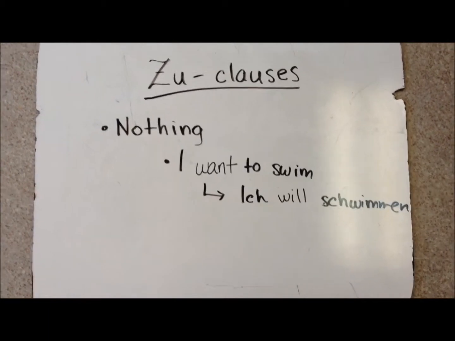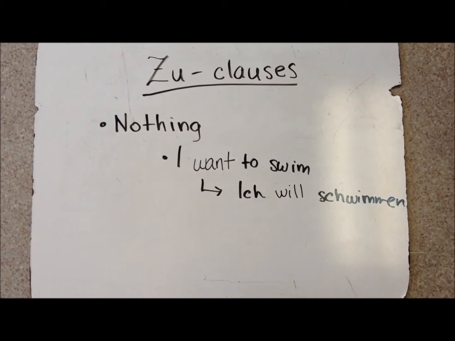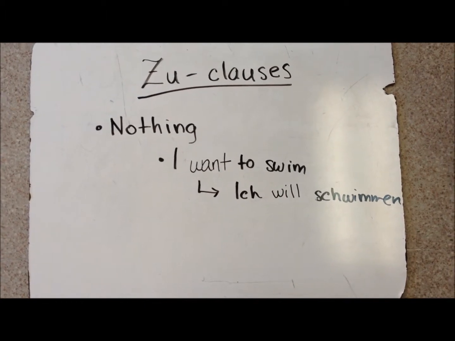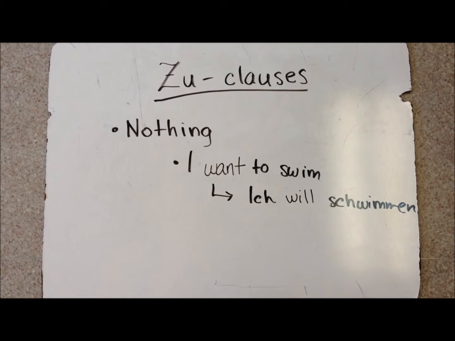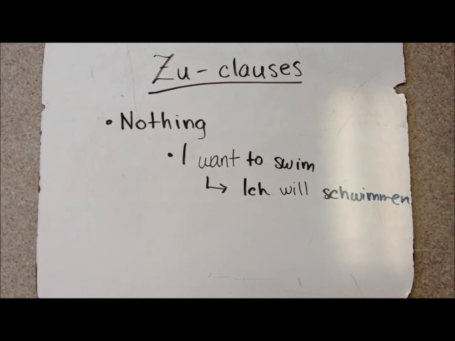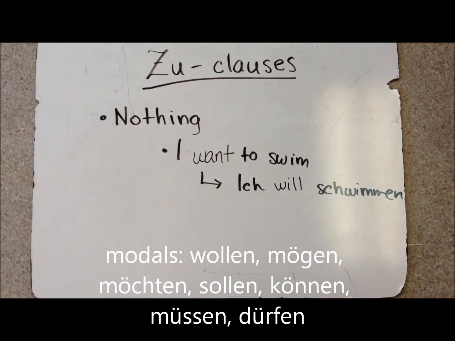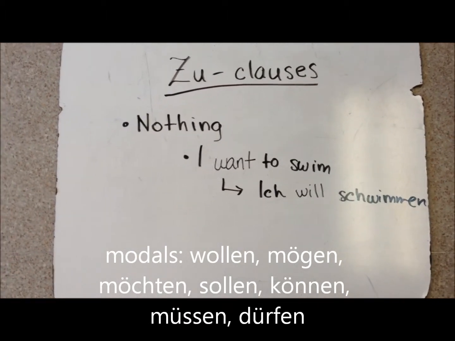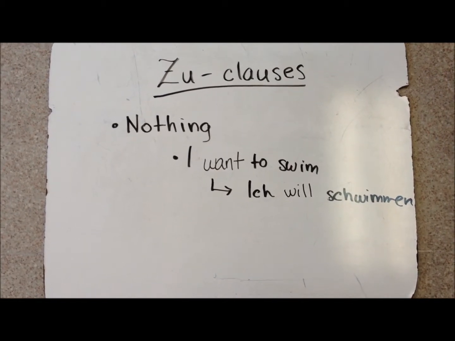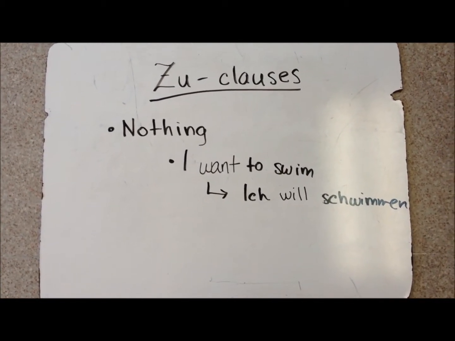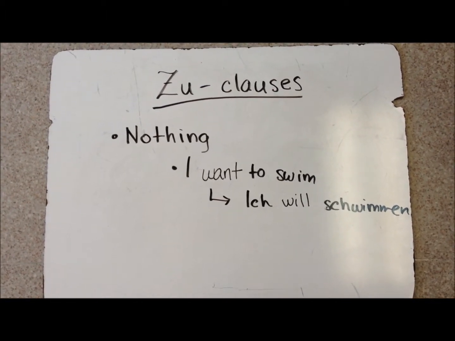Okay, first we're talking about when to use nothing to say a "to plus verb" clause. You use it after a modal verb, such as wollen, mögen, and other modal verbs. For the sentence "I want to swim," you would just say, "Ich will schwimmen." You don't say, "Ich will zu schwimmen," because the modal verb takes care of that.